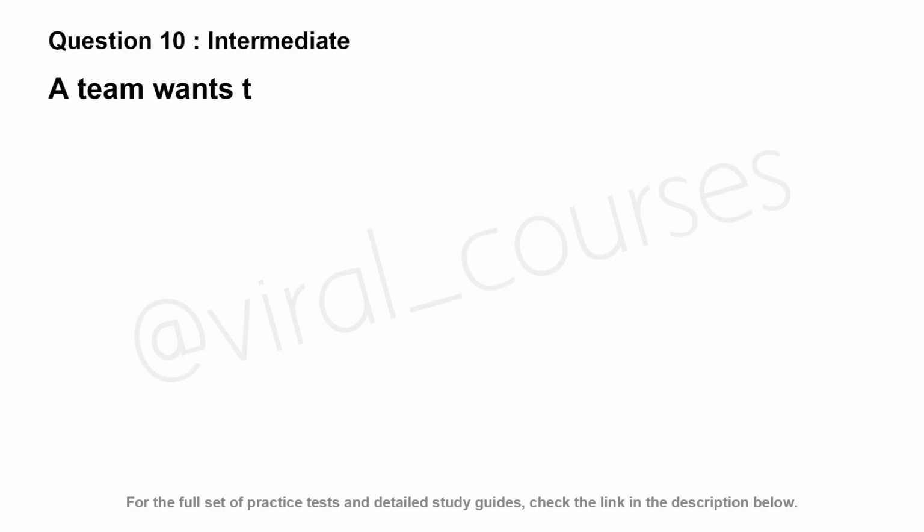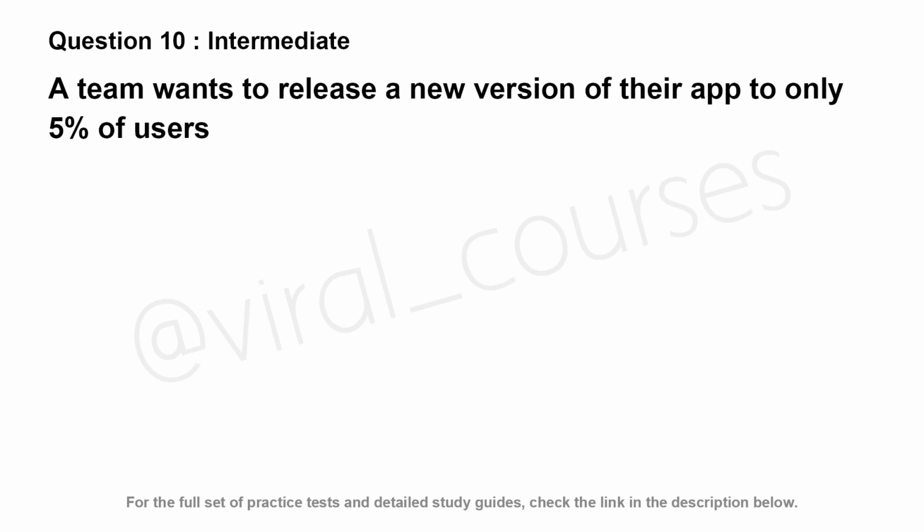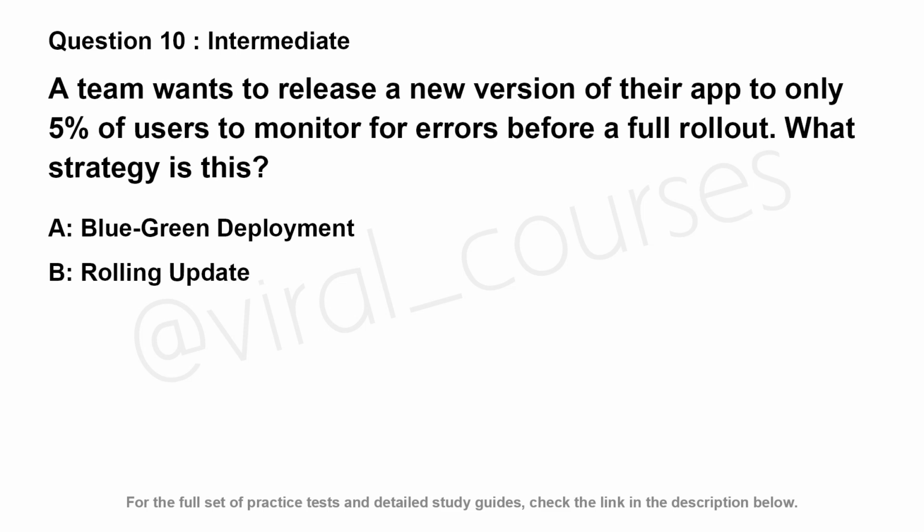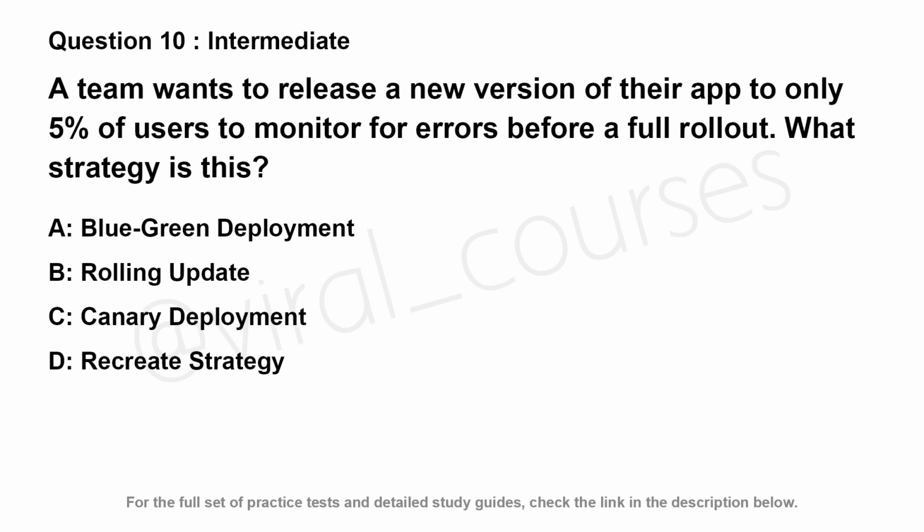A team wants to release a new version of their app to only 5% of users to monitor for errors before a full rollout. What strategy is this? Option A. Blue-green deployment. Option B. Rolling update. Option C. Canary deployment. Option D. Recreate strategy.